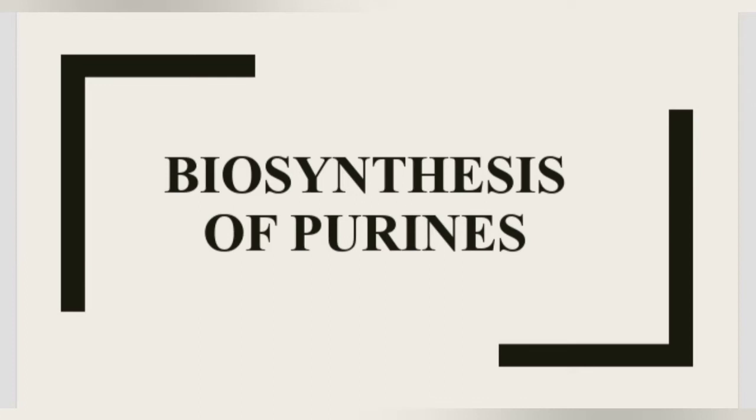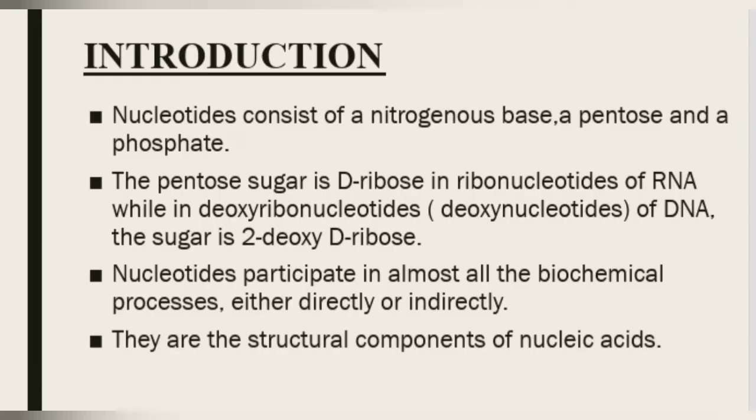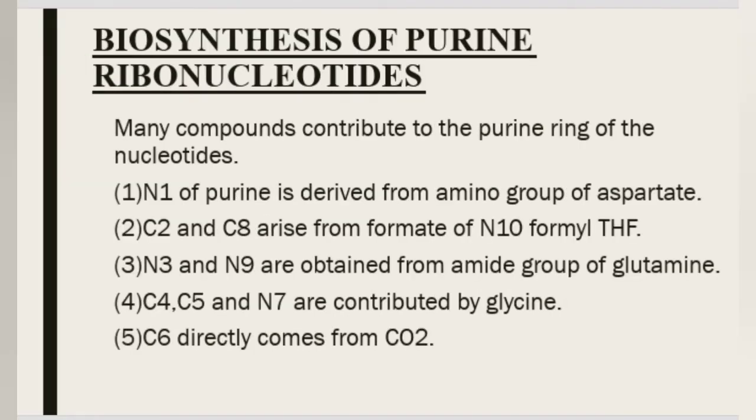So in this session we will be talking about the biosynthesis of purines. Starting with the introduction, a nucleotide consists of a nitrogenous base, a pentose sugar and a phosphate. The pentose sugar is D-ribose in ribonucleotides of RNA, while the pentose sugar is deoxyribose in case of DNA. Nucleotides participate in almost all types of biochemical processes, and they are considered to be the structural components of nucleic acids. So now let's discuss the biosynthesis of purine ribonucleotides.